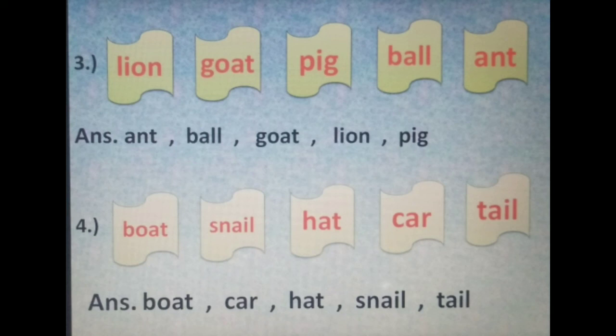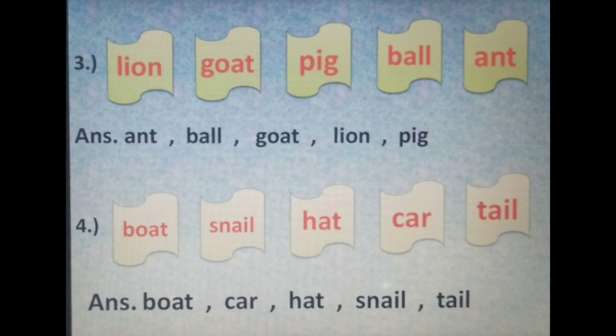First word, boat. Second word, snail. Third word, hat. Fourth word, car. Fifth word, tail. In all these words, what do we have to see? Yes, you are right. First letter. For boat, the first letter is B. For snail, the first letter is S. For hat, the first letter is H. For car, the first letter is C. For tail, the first letter is T. For all these, we have to arrange in alphabetical order.